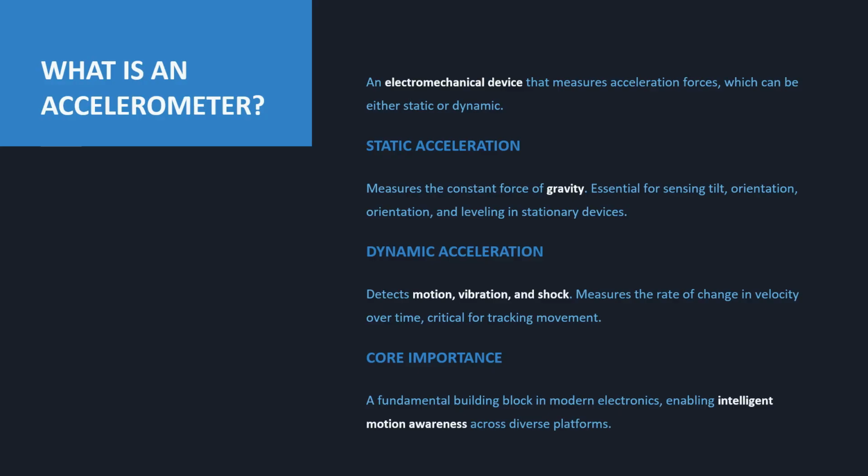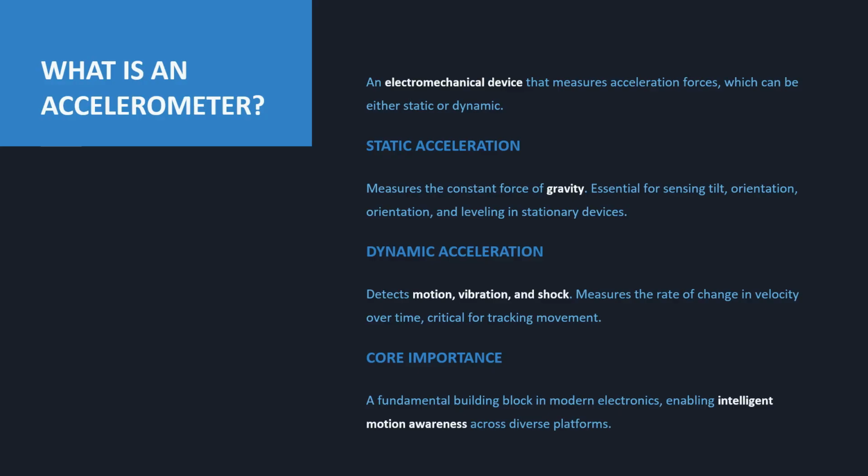The second type is dynamic acceleration, which results from motion, vibration, or sudden impacts. Dynamic acceleration is important in applications such as vehicle crash detection, motion tracking, and vibration monitoring. Because of these capabilities, accelerometers have become fundamental sensors in modern electronic systems.